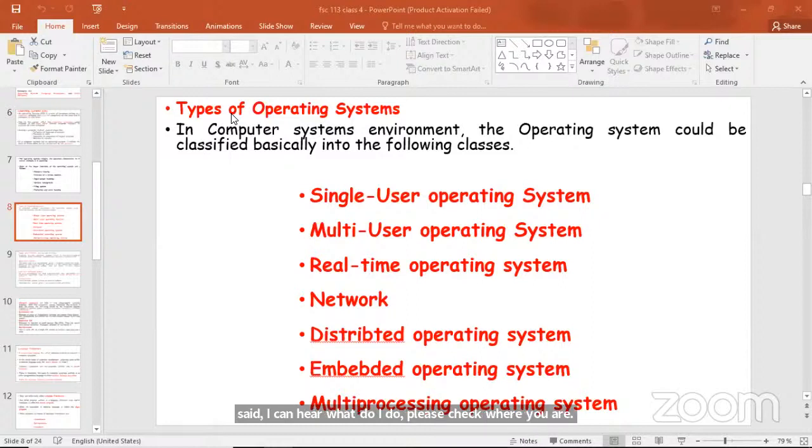Sir, does it mean that operating systems have a lot of suites? Yes, please.